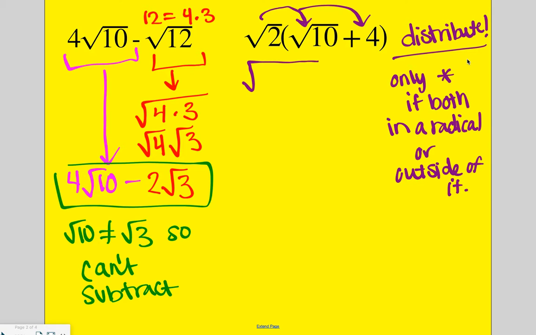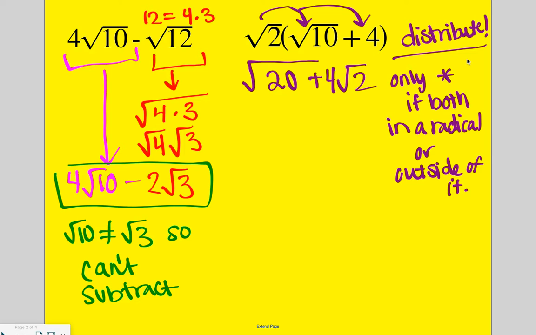So this is the same as square root of 20. And then we have plus 4 square roots of 2. See how the 4 is out of a radical and the square root 2 is in a radical? You can't multiply them, so we just write 4 square root of 2, kind of like a variable. We would write 4x, so now we just write 4 square roots of 2.